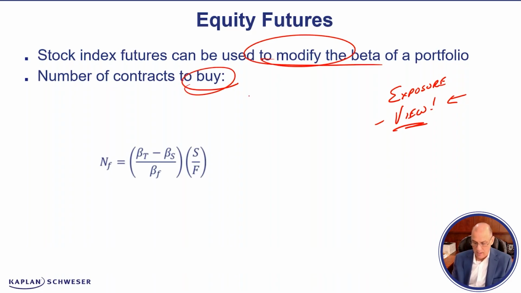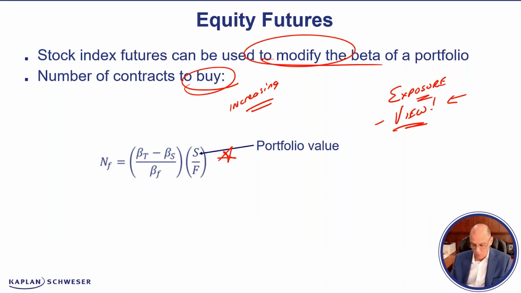When you see buy, what are we thinking about with exposure? We're thinking about increasing the exposure. If we're going to sell contracts, we're going to be reducing the exposure. And star goes by this guy. You need to know this one for your exam.